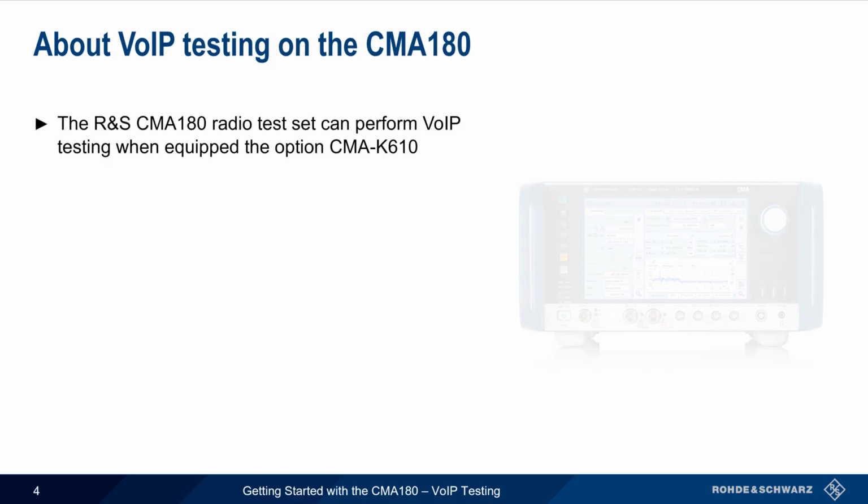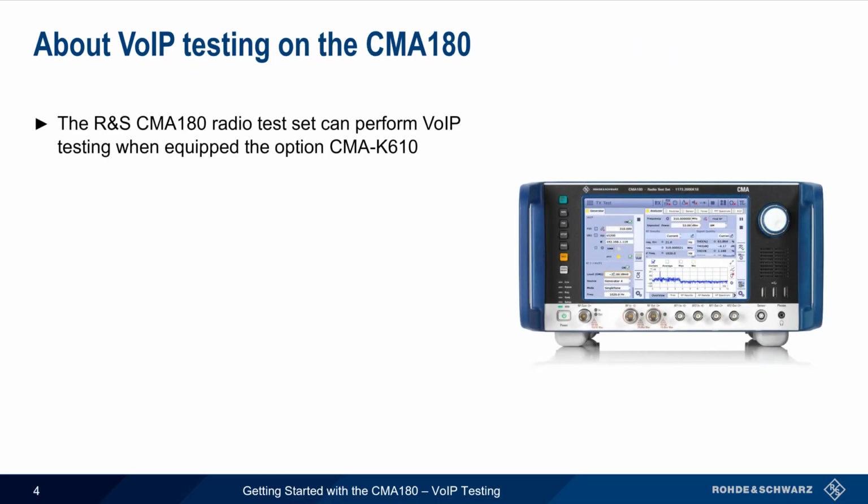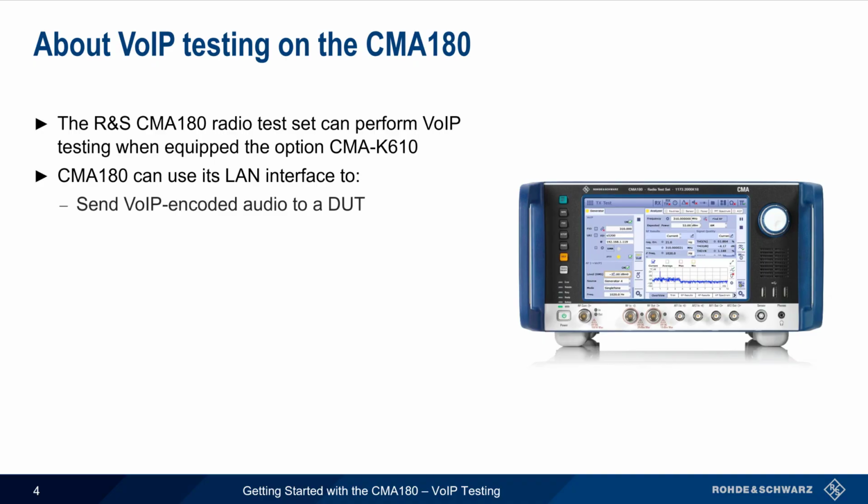The Rohde & Schwarz CMA180 radio test set can perform VoIP testing when equipped with option CMA-K610. This allows the CMA to use its integrated LAN interface to both generate, or send, voice over IP encoded audio to a radio under test, as well as to receive and analyze VoIP encoded audio.